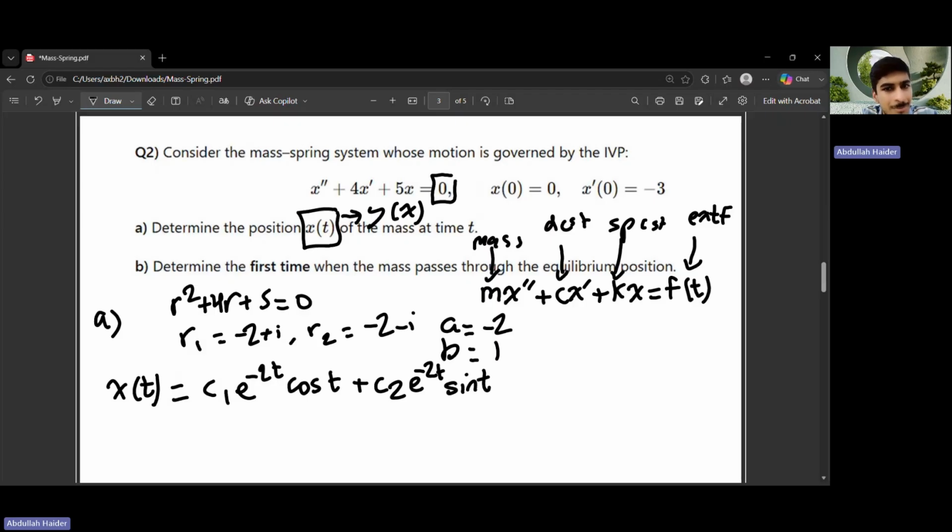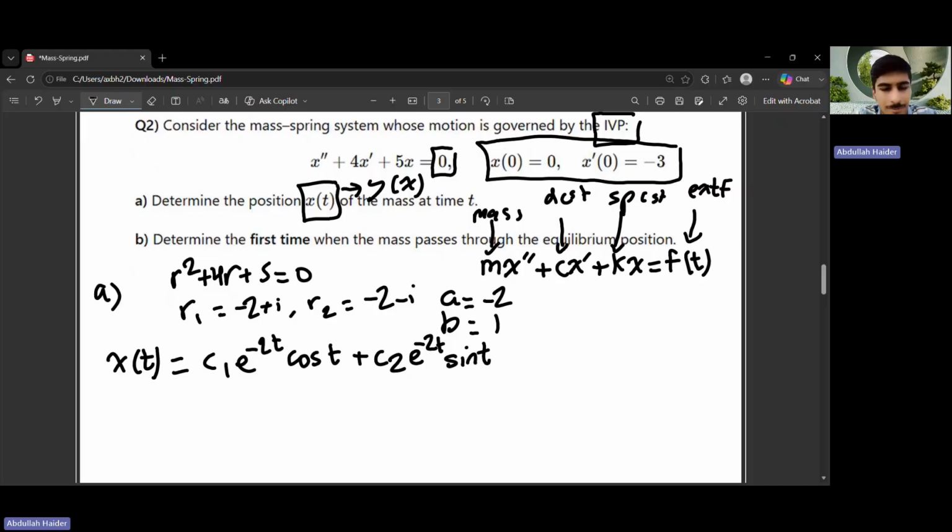We are not done. They gave us initial conditions for a reason. Because this is an initial value problem, you cannot just stop here and move on to part B. You cannot even solve part B without finding C1 and C2. So now, using these initial conditions, you need to find C1 and C2.